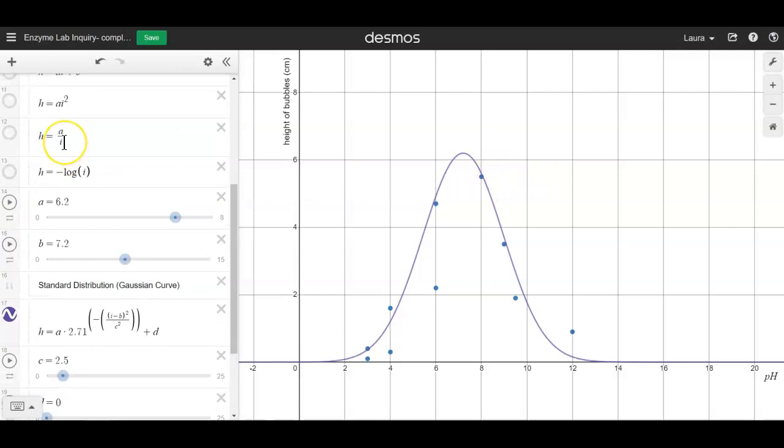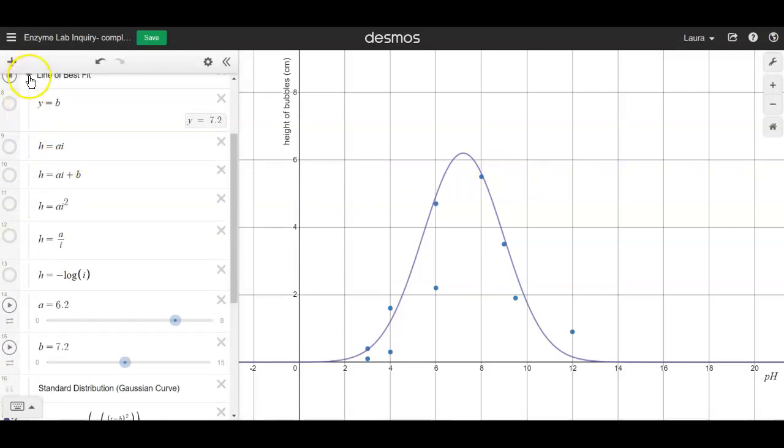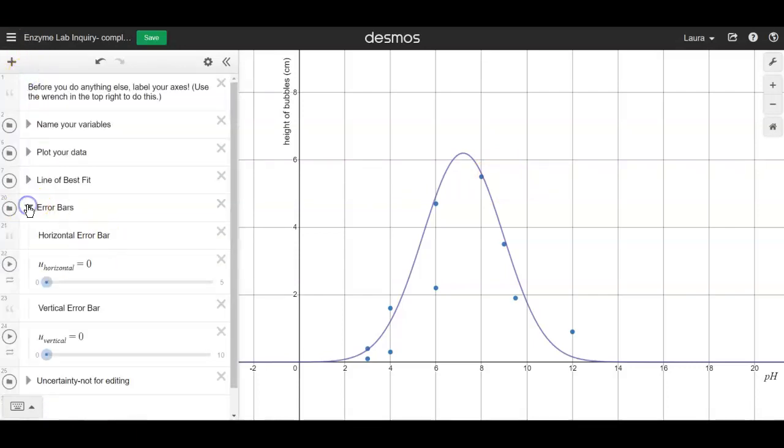Now let's look at error bars. You should have already decided on an uncertainty for pH and for the height of the bubbles. So let's think about what makes sense here. Your uncertainty may be slightly different from mine. It shouldn't be wildly different, but as long as you can explain why you chose the uncertainty that you chose and it makes sense, that's what's most important.